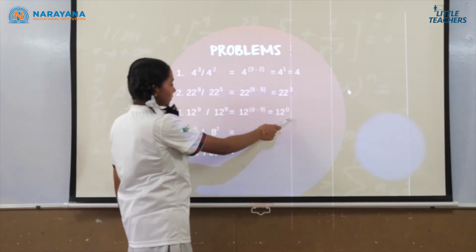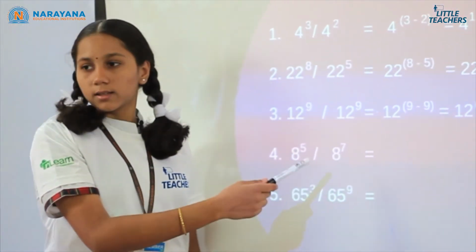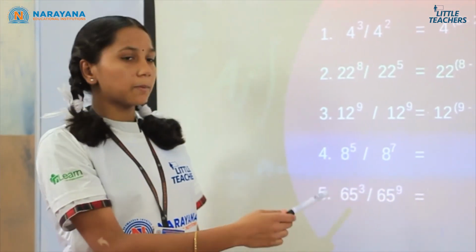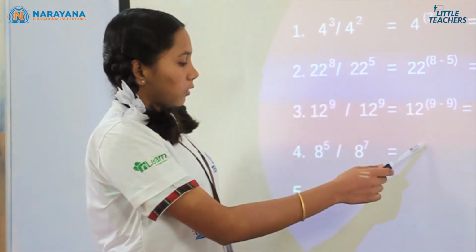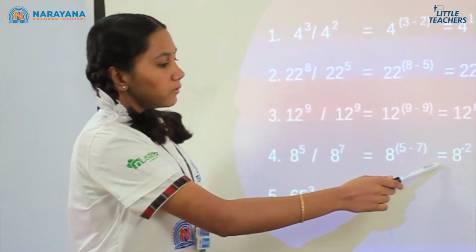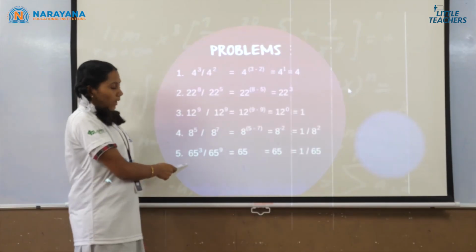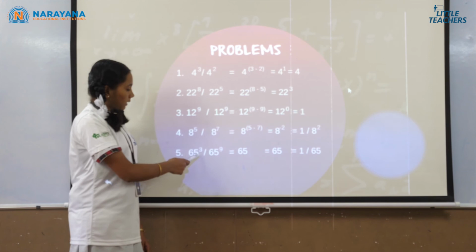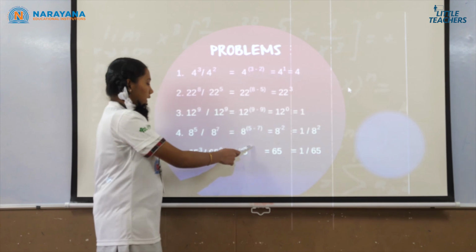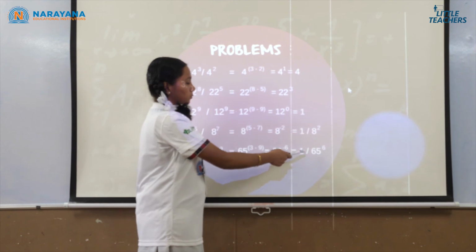8 power 5 by 8 power 7. Here the power of the denominator is greater than the power of the numerator. So we have to apply the formula 1 by a power n minus m. So 1 by 8 power 7 minus 5 gives 8 power minus 2, which is none other than 1 by 8 square. The last example is 65 power 3 divided by 65 power 9, which is equal to 65 power 3 minus 9, which is 65 power minus 6, which is 1 by 65 power 6.